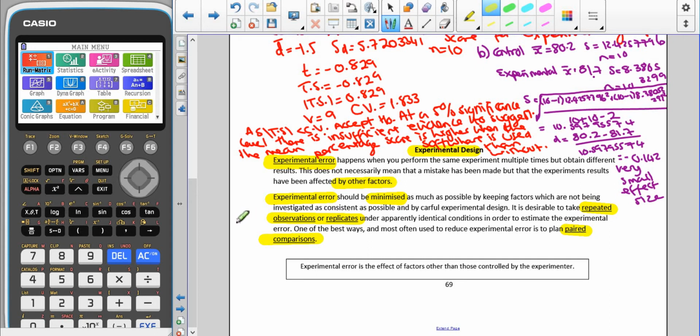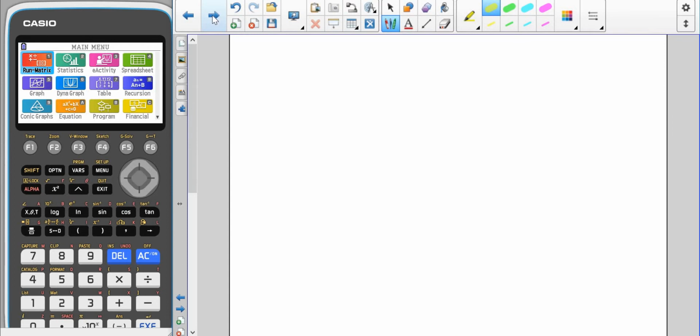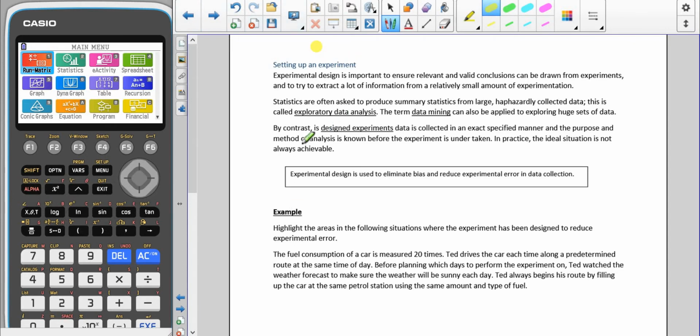So experimental error is the effect of factors other than those controlled by the experimenter. If we're trying to test whether the bottling machine has increased or decreased the volume of liquid being dispensed into a bottle, then we want to make sure that any difference that we have found is due to the new machine, not any other variables. So when we're setting up our experiment, experimental design is important to ensure relevant and valid conclusions can be drawn from the experiments, and to try to extract a lot of information from a relatively small amount of experimentation.